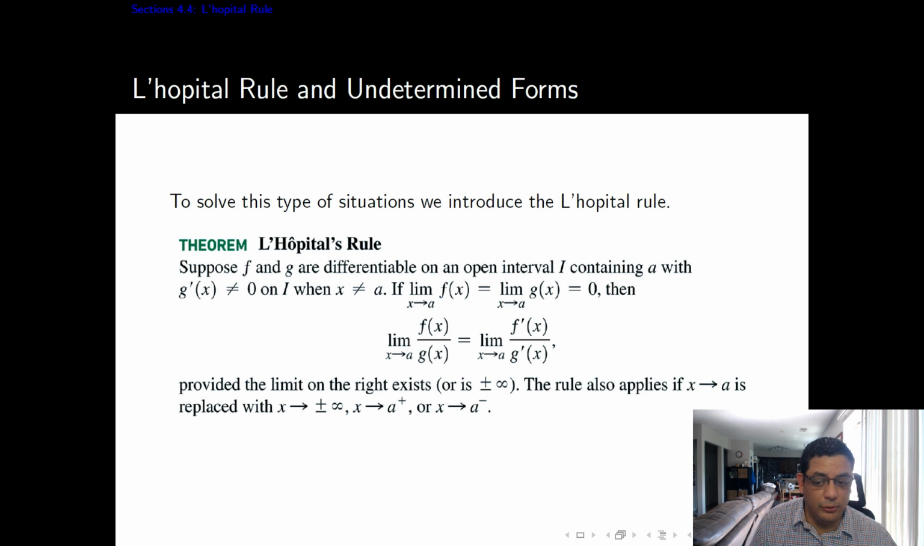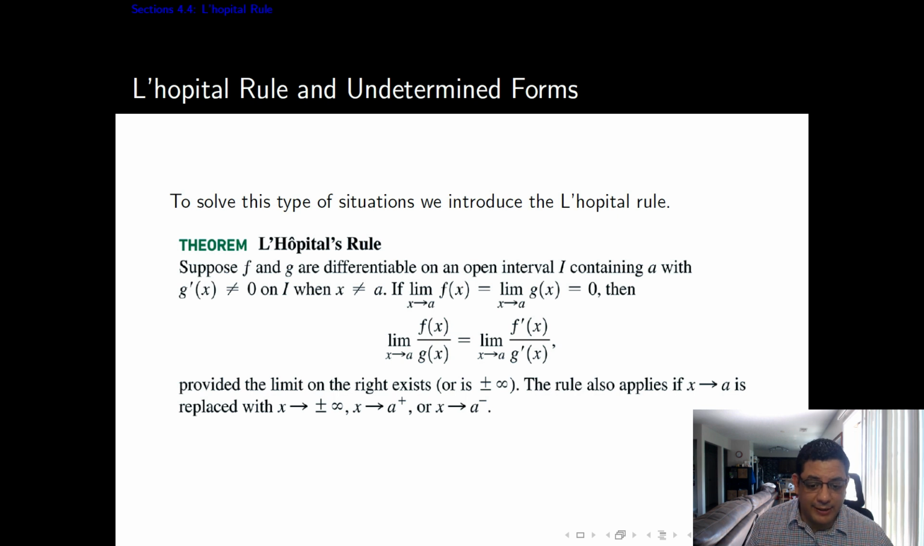For that, we're going to introduce L'Hopital's rule. L'Hopital's rule says that if f and g are two functions that are differentiable on an open interval I that contains the point a, and g prime of x is different from 0 when x is different from a, then the limit when x goes to a of f of x and the limit when x goes to a of g of x both being 0, so giving me a form 0 over 0, implies that I can calculate the limit when x goes to a of f of x over g of x by calculating the limit when x goes to a of f prime over g prime.